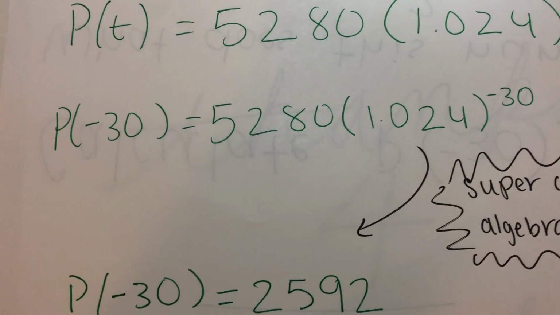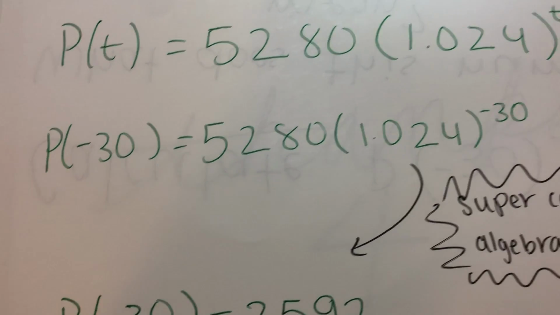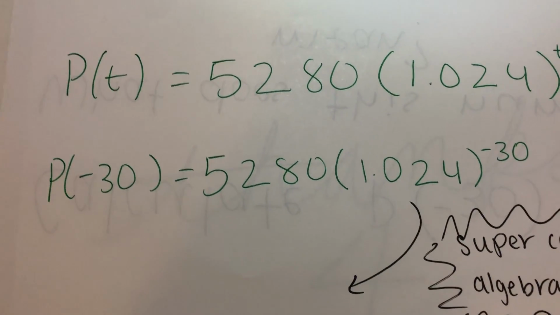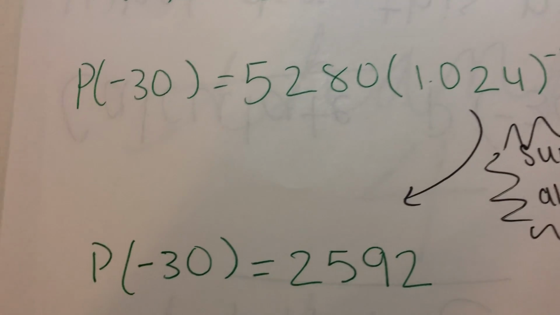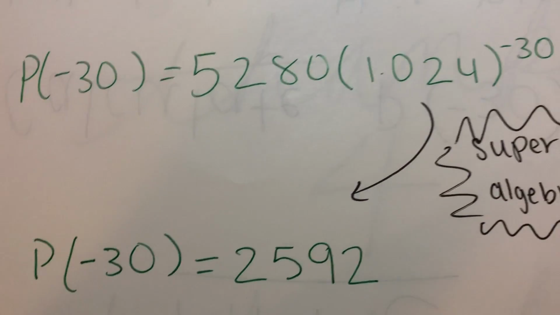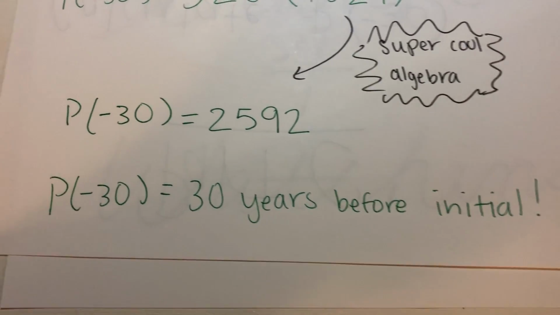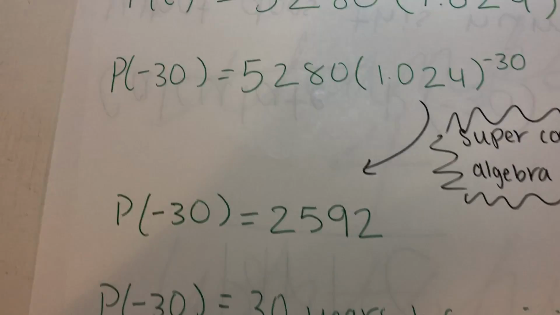We figured out in part A that P of 0 is 5,280. So if P of negative 30 is less than the initial, then that must mean that P of negative 30 is the population 30 years before the initial.